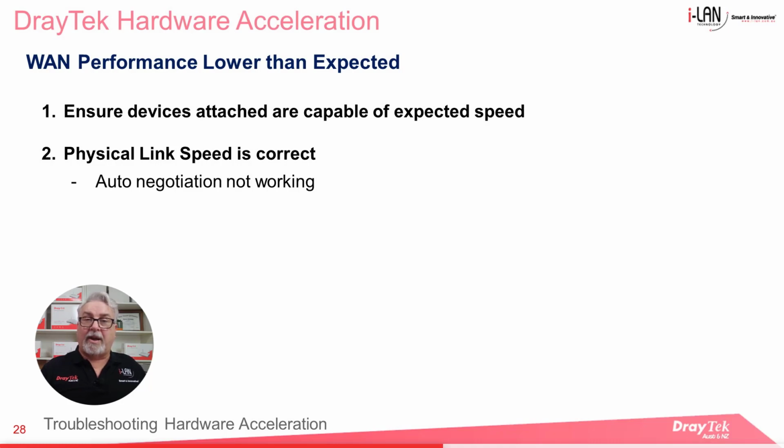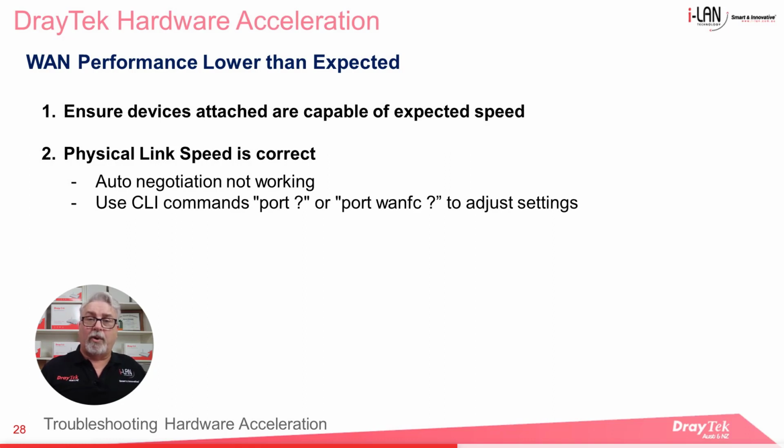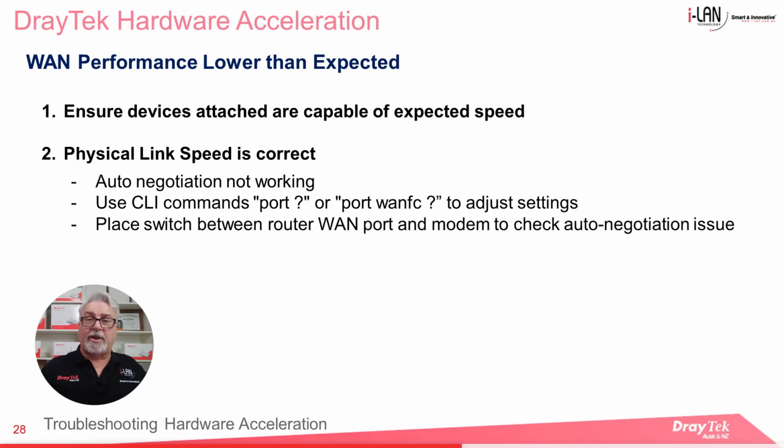This can occur when the router Ethernet WAN port is connected to an external modem or NTU, and the WAN port does not correctly negotiate the correct line speed and duplex settings. For example, the ISP provides a 300 megabits per second line, but the router's WAN port only links at 100 megabits per second, so the router will not achieve 300 megabits per second throughput. You can try the port ? or port WAN FC CLI command to adjust the physical link settings. Another option you can try is to add a switch between the router's WAN and the ISP's modem, and then see if the router can get the expected performance after that.